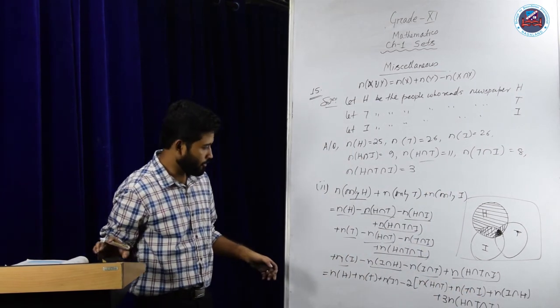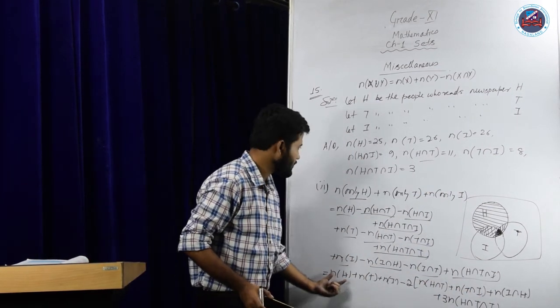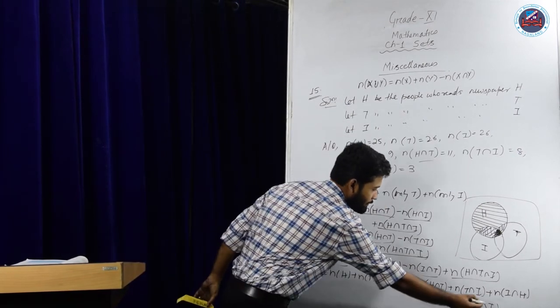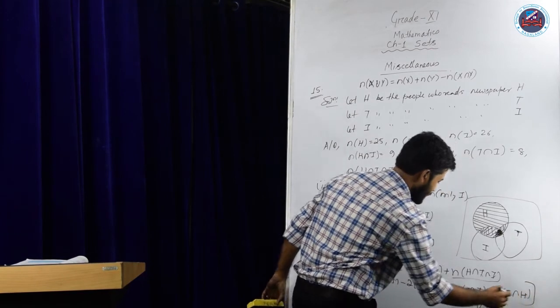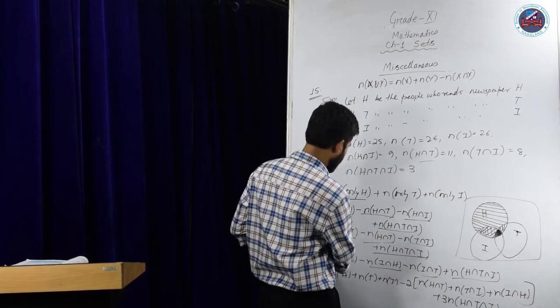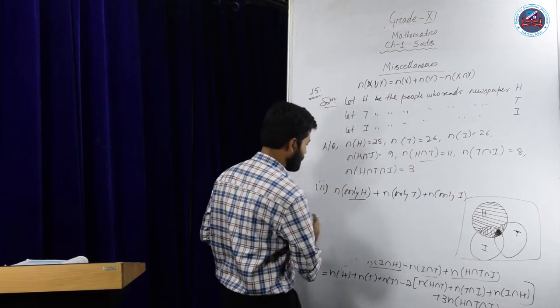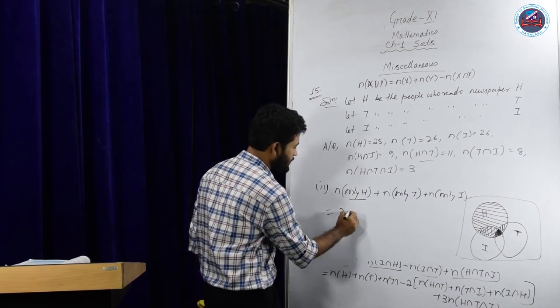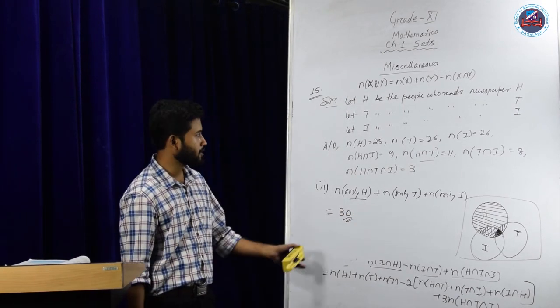Yeah. So now if I put the values, here n of H is equal to 25 and so on. If we put the values respectively in all these places, then finally we shall get the value as 30. So the final result will be 30. You can try and solve it yourself.